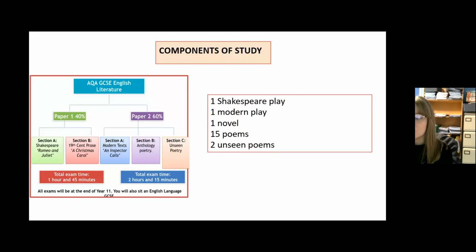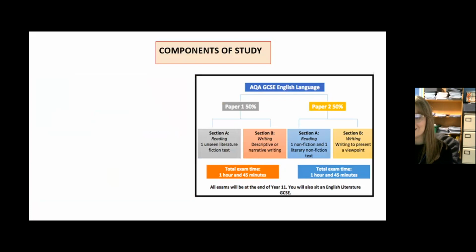So the other qualification is AQA GCSE English Language. Again, you've got two papers, and this diagram breaks down what they are. I'll talk you through it. So paper 1 really boils down to reading and responding to fiction texts. So fiction texts are stories, things that are made up.